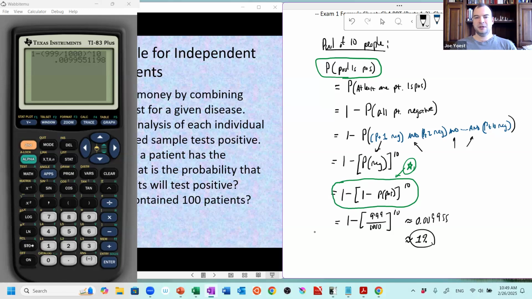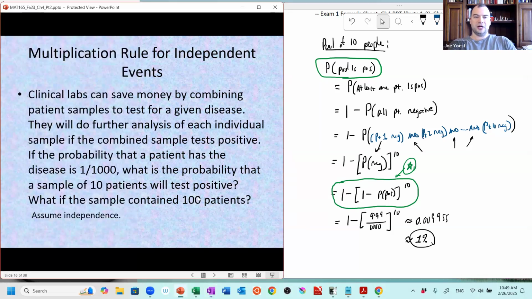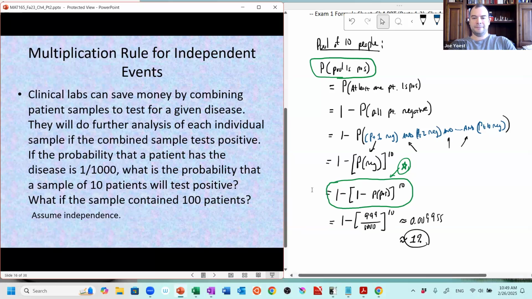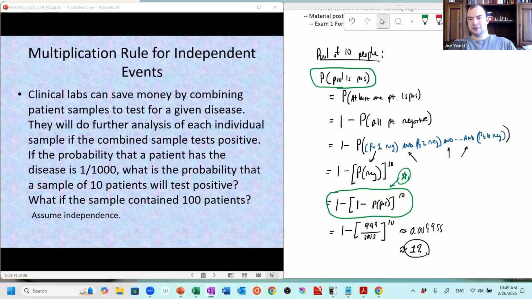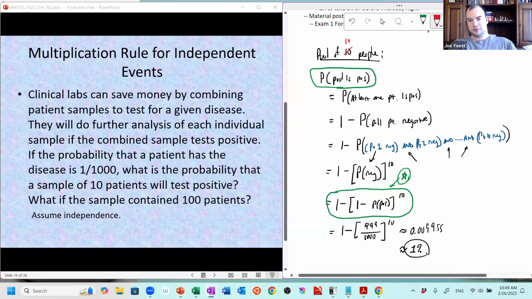savings. Now, I might ask myself, well, if pooling 10 people is better than testing each person individually, or essentially just doing pools of one person, well, what if I pool 100 people? Is that going to be even better? What if I pooled 100 patients at a time instead? Well, what would a pool of 100 patients look like? What would change? Well, this is still our question. That's still the same.